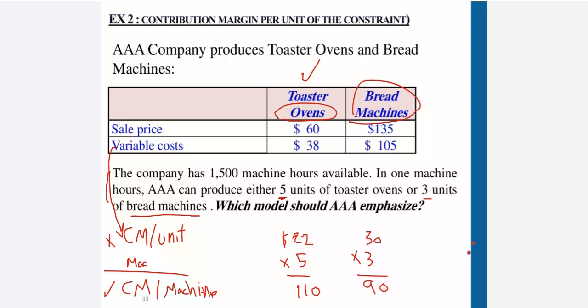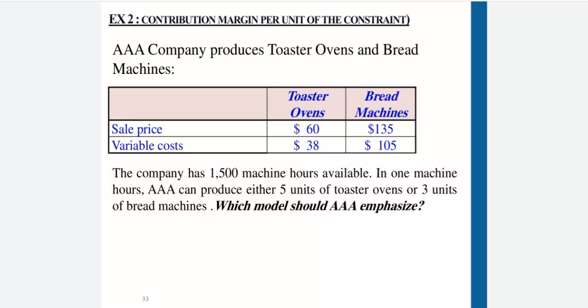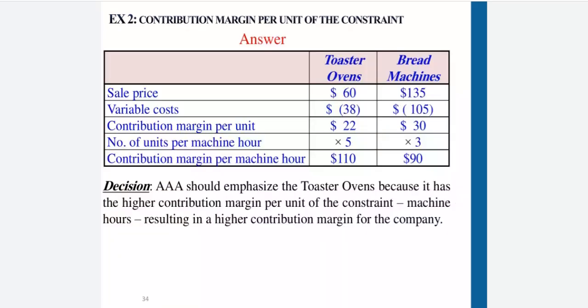Okay, the process is clear and easy. The most important thing is to know what the contribution margin per limiting factor is, and to know what the limiting factor is. Okay, very good. Again, you should say AAA should emphasize toasters. Why? You must write because. Your decision must include the explanation. If you didn't write the explanation, you will lose marks.